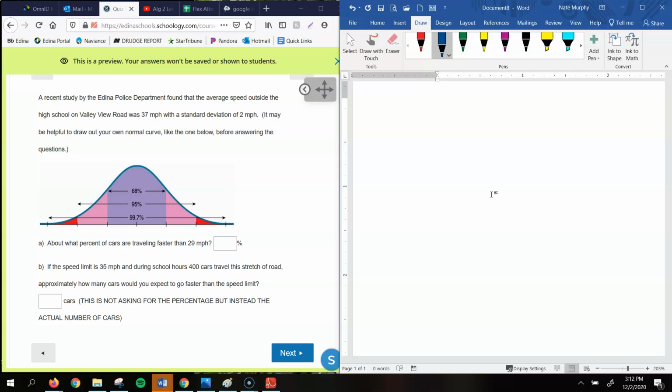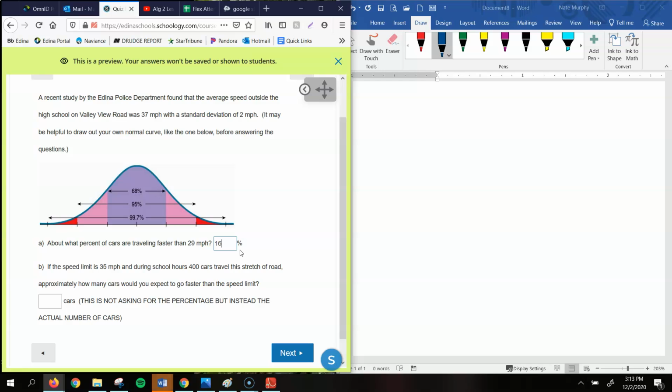Well, if the average is 37, so the 37 would go right in the middle, and the standard deviation is 2, so that means our scale would count by 2. So 37 plus 2 would be 39. So after the 68%, that first pink and the red is what we would add together. The pink there would represent 13.5%, the red would represent 2.5%. So if you add those together, we get 16%. So we would expect that there'd be 16% of the cars traveling faster than 29 miles per hour.